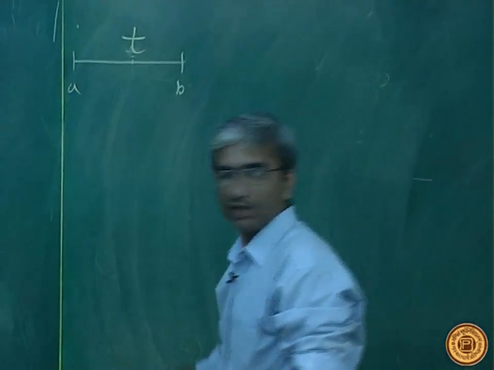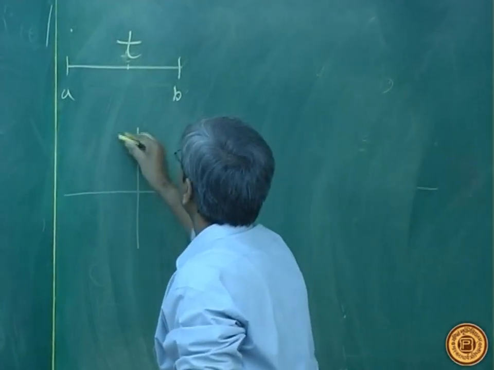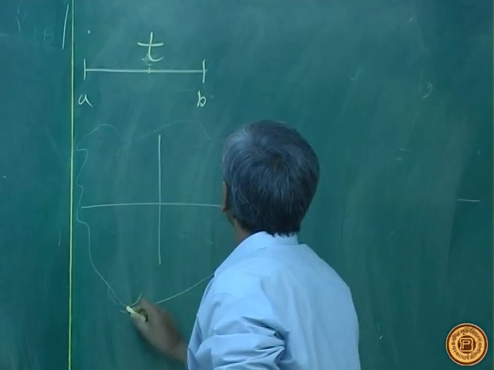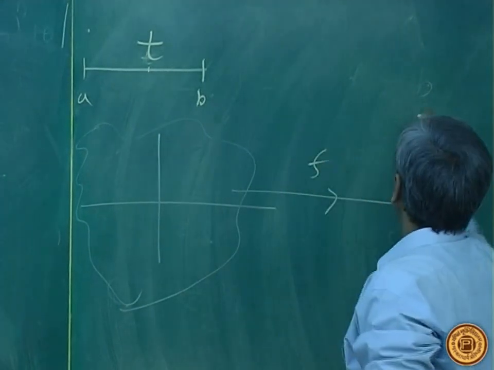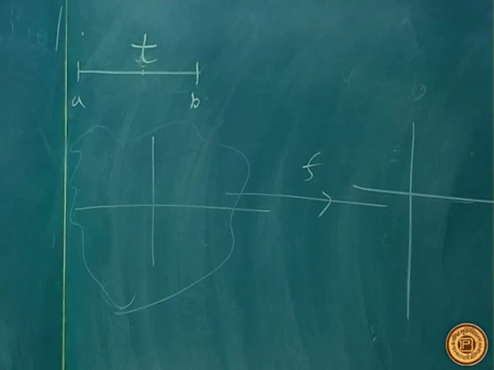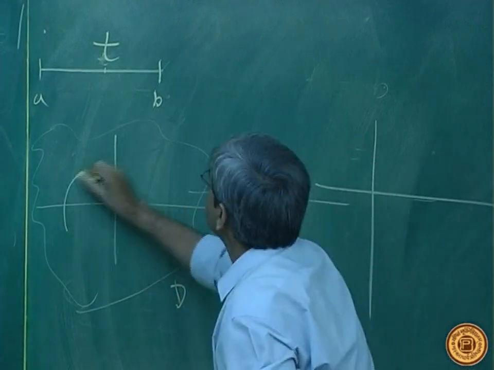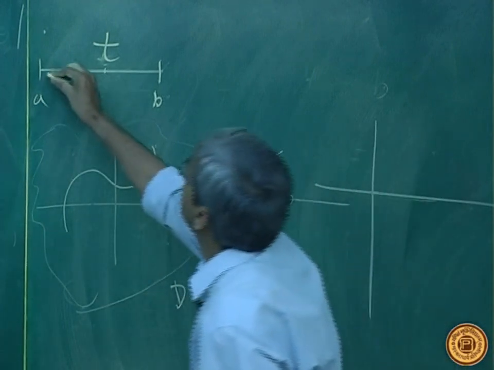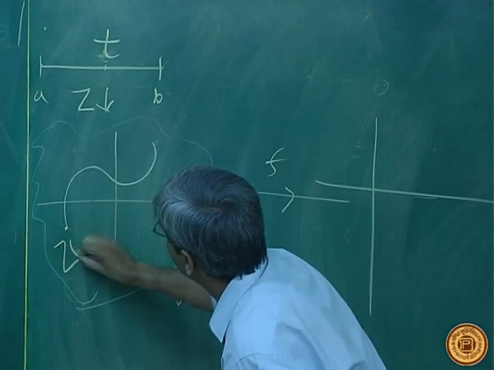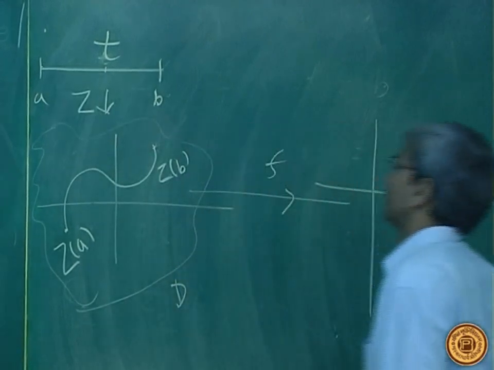Now in the complex plane, you have the curve. This is the domain of the function f. So this is D, and the function f is from C to C, whose domain is D, and the curve lies in D. So this is the function z, so zt. za is this point, zb is this point, and as t varies, this is the picture.